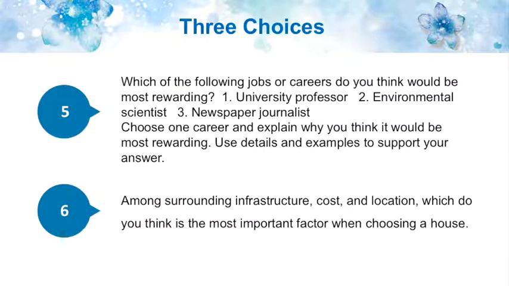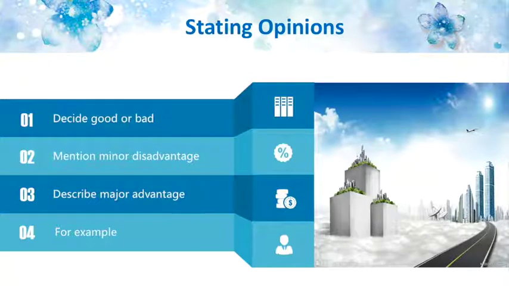The last kind of question in task 1 is asking you to state your opinion about the advantage or disadvantage, or the differences between 2 things. For the advantage or disadvantage, you will need to first state your opinion, which is to decide good or bad. Then, you can mention a minor disadvantage by beginning your sentence with "although...". You can also skip the "although" and directly state the advantage and give 2 examples.